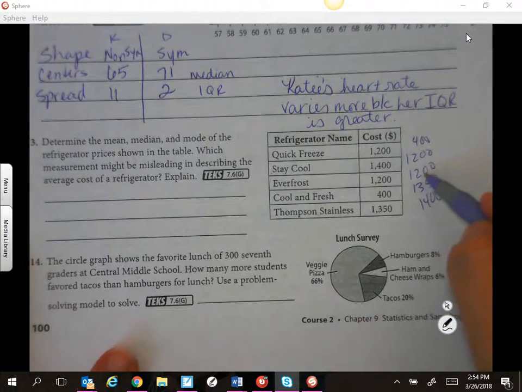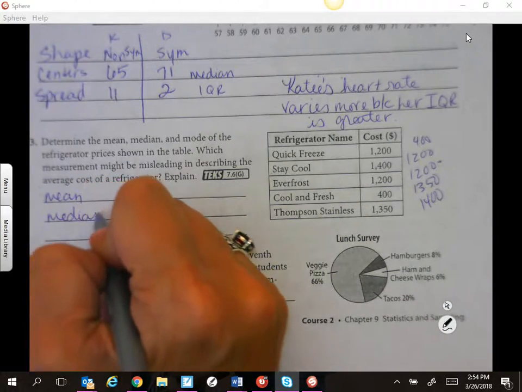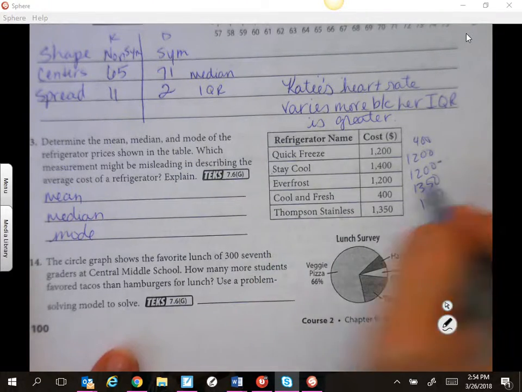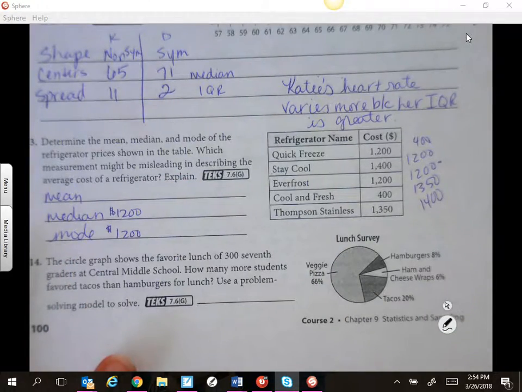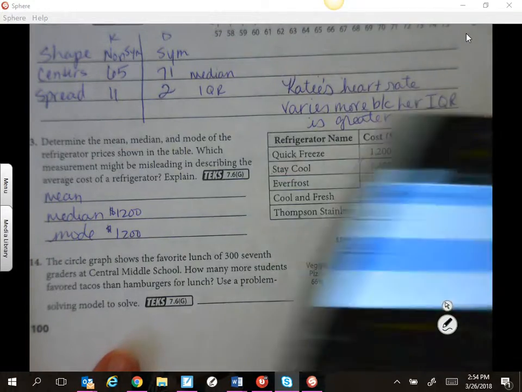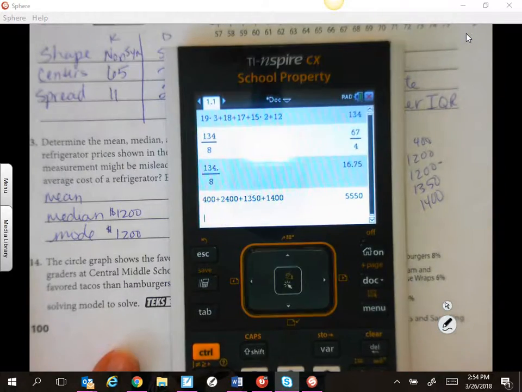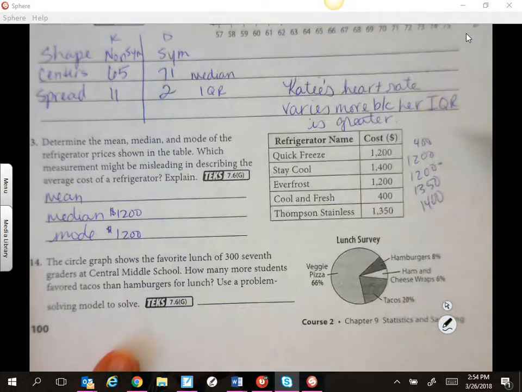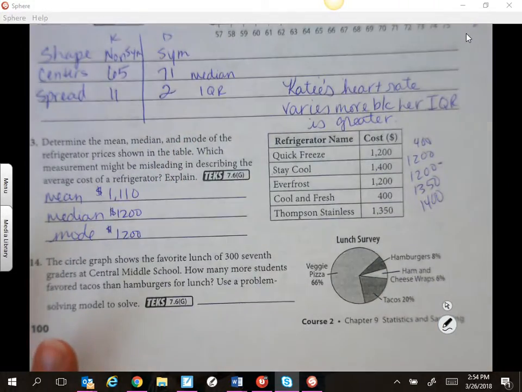So the median, we'll go back and do the mean in a minute. The median is 1200, and the mode is also 1200. The mean, we can add these up, 400, plus 1200 times 2 plus 1350 plus 1400. And then we're going to divide that. We had 5. That's going to come out nicely. 1,110.